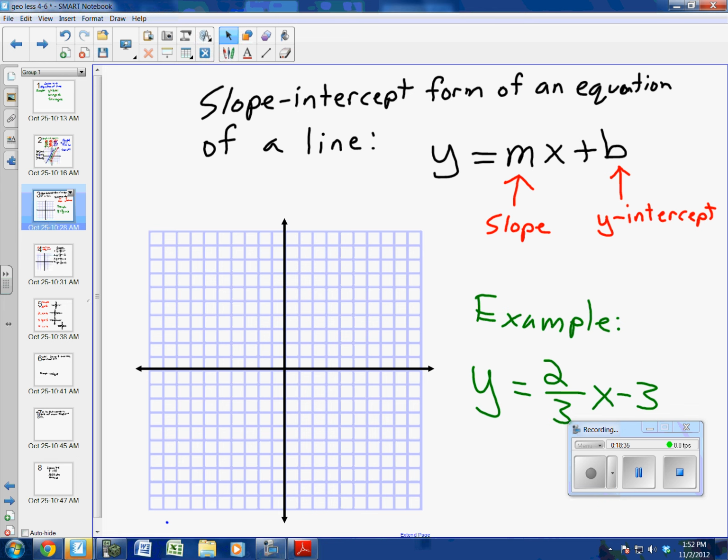Write that down. So you guys, when we have an equation in the form of y equals mx plus b, the number by the x is the slope. The other number is where it crosses the y-axis. Okay?